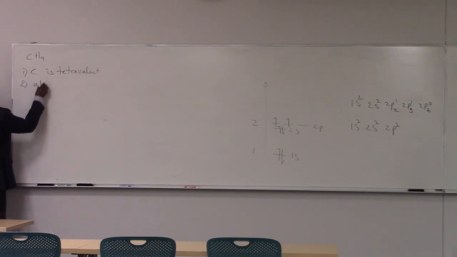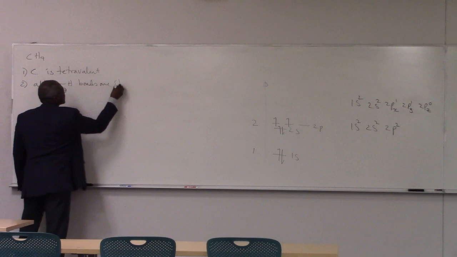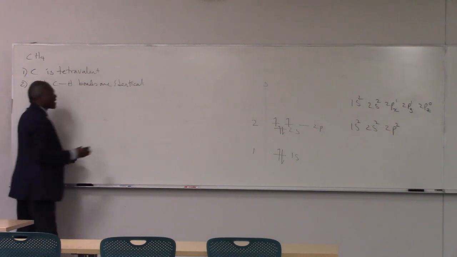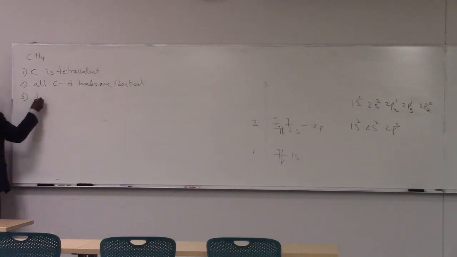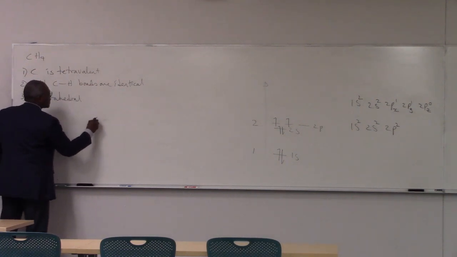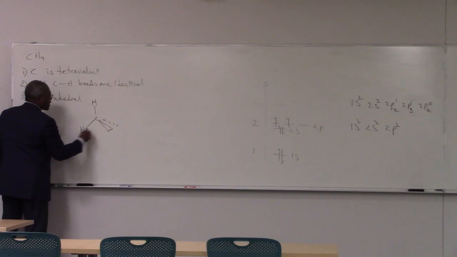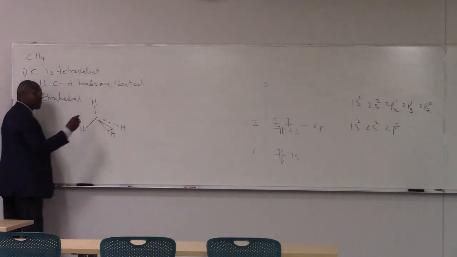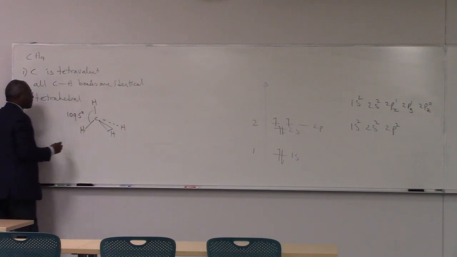Two, all the CH bonds are identical. They have exactly the same length, the same strength, the same polarity. In every measurable way, all the bonds are identical. It is also tetrahedral. In other words, the carbon sits at the center of a regular tetrahedron. So H, H, H, H. And you remember from your Gen Chem, the bond angle of a tetrahedron is 109.5 degrees. And that's true for all of these.